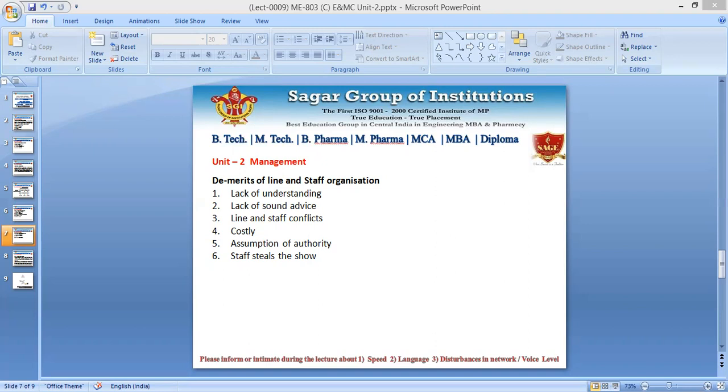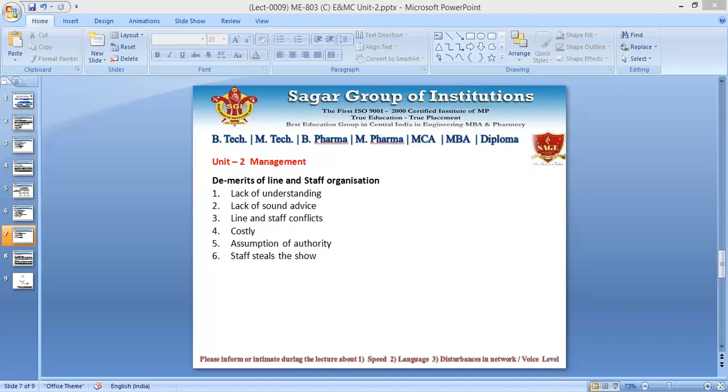And next is assumption of authority. The power of the concern is with the line official or line manager only, but the staff who is an associate may dislike it, or could be one more in mental work also. This could happen.